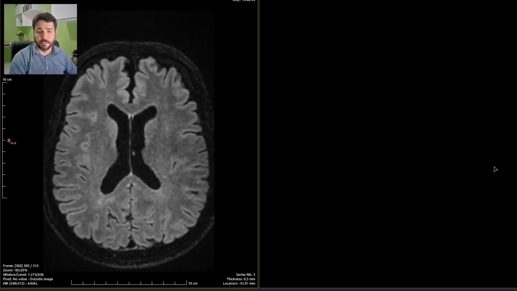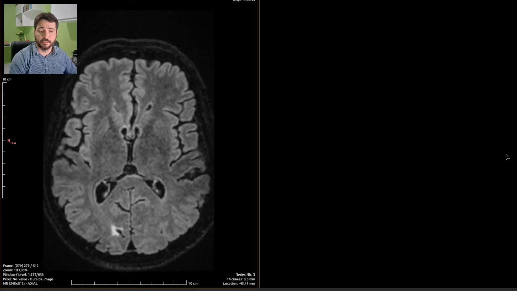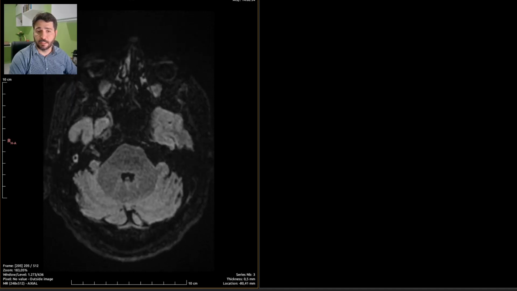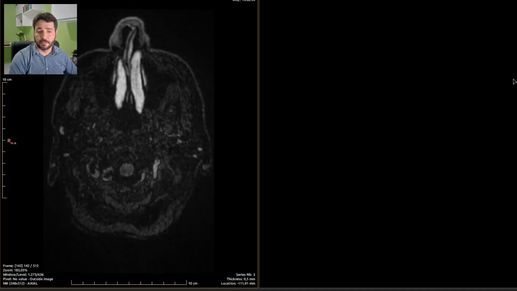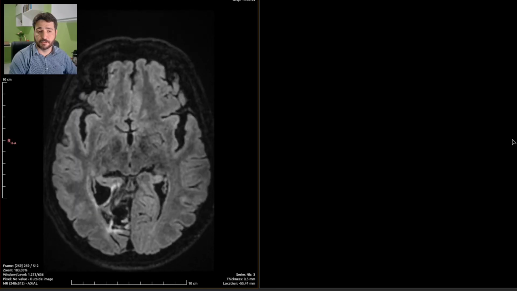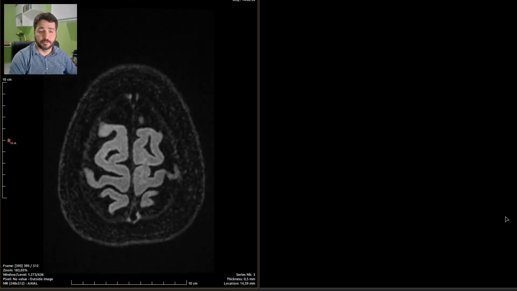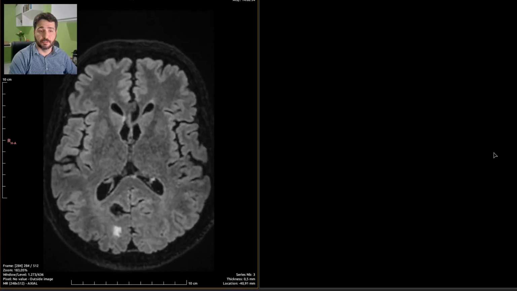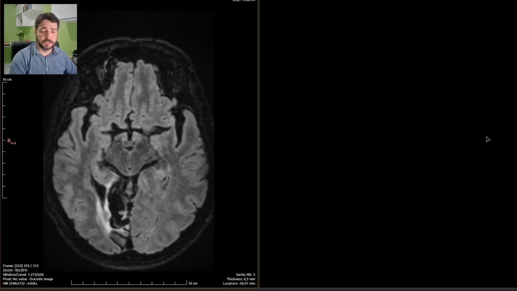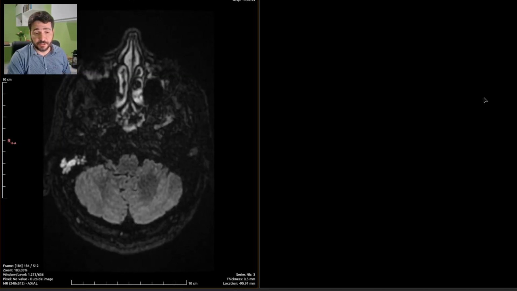So we can also see the lateral and third ventricles are a bit enlarged. Also, there is quite some widening of the sulci, especially supratentorial sulci, which points to some degree of brain atrophy. So there is reduced global volume of the brain parenchyma, which is expected for 73 years of age.